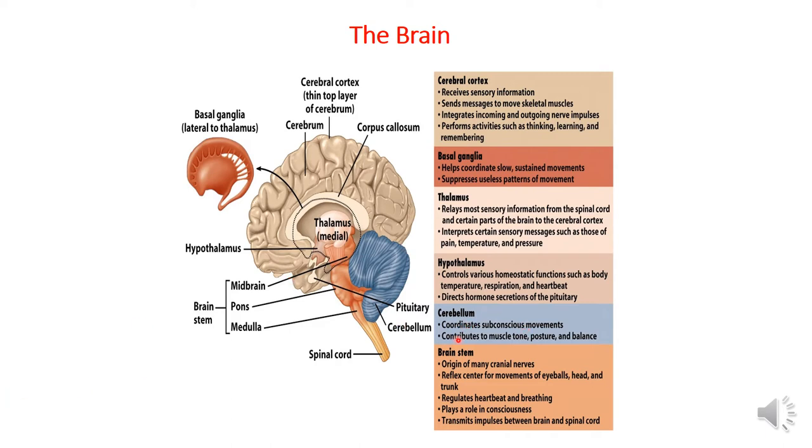Cerebellum has a role in production of what? In production of the skilled movement, and has a role in the regulation of the muscle tone, posture, and balance.